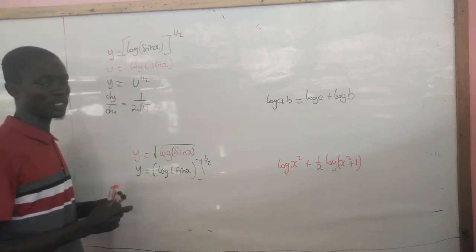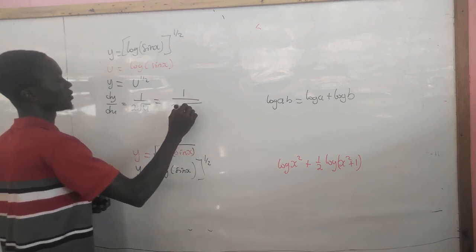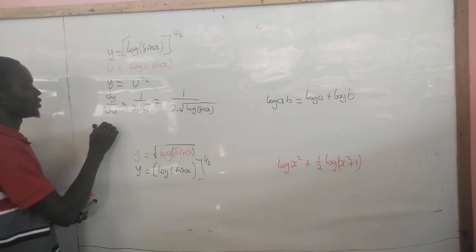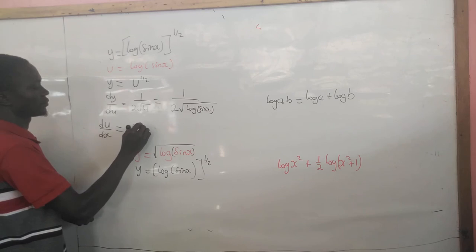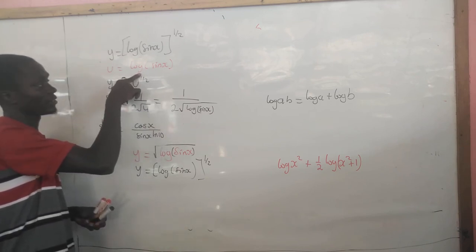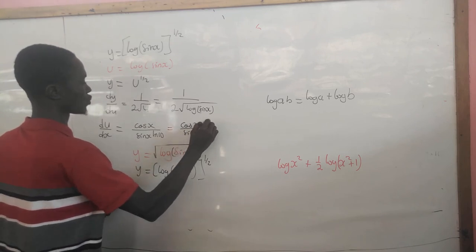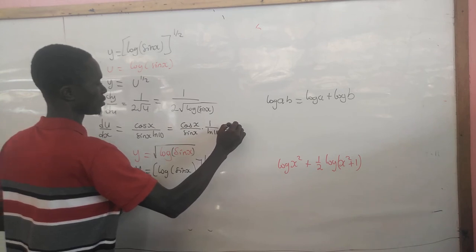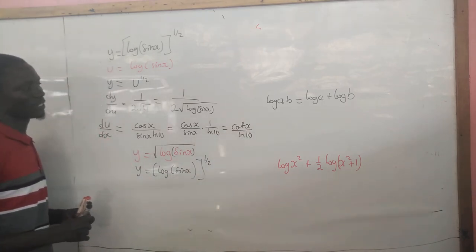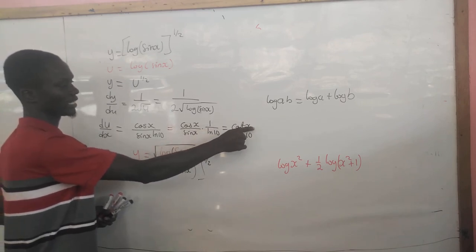I've been telling you to watch my video from the description. That is basic differentiation, and you get to understand this. This is the same as 1 divided by 2 root log sine x, because u is log sine x. Now, du on dx will be given by cosine x divided by sine x ln 10, because here it is to the base 10. Very simple as that. And this is the same as cosine x on sine x times 1 divided by ln 10. And this will give us cotangent x on the natural log of 10. Very simple as that, because cosine divided by sine is cotangent. Cotangent times 1 divided by natural log of 10 gives us cotangent x divided by natural log of 10.